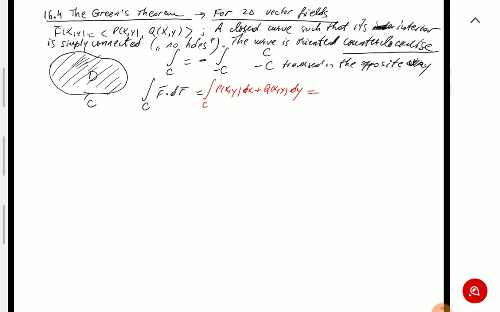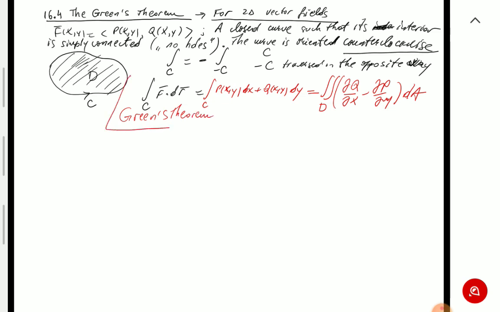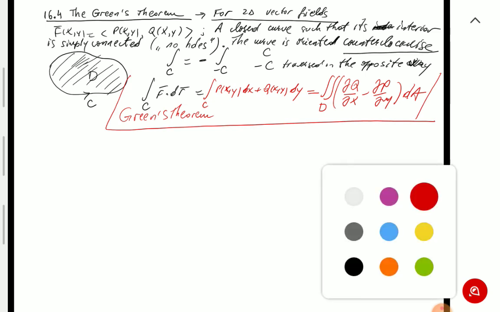Green's theorem states that this is equal to the double integral over this domain, which is the interior of the curve, of the function given by the difference between partial Q with respect to x minus partial P with respect to y, dA. So Green's theorem basically relates the line integral over a closed curve to a double integral over the interior of that curve. Okay, so that's only in this configuration, right? So for a simply connected curve.